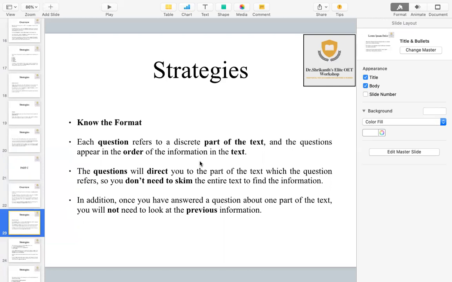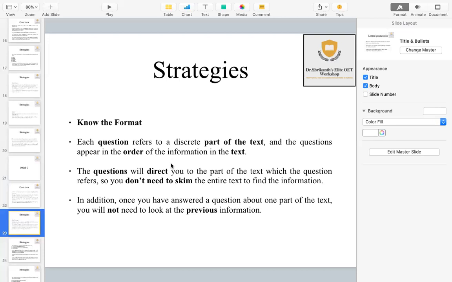For example, the first question will be in the very first paragraph, and the second question will be just beneath it, and the third beneath that. So unlike IELTS, the questions are not interchanged in order. If the second question comes in the second paragraph, there is no need to read the first paragraph again when you're doing the third and fourth questions. So it goes in a sequential order, and understanding that will help you manage your time more effectively.